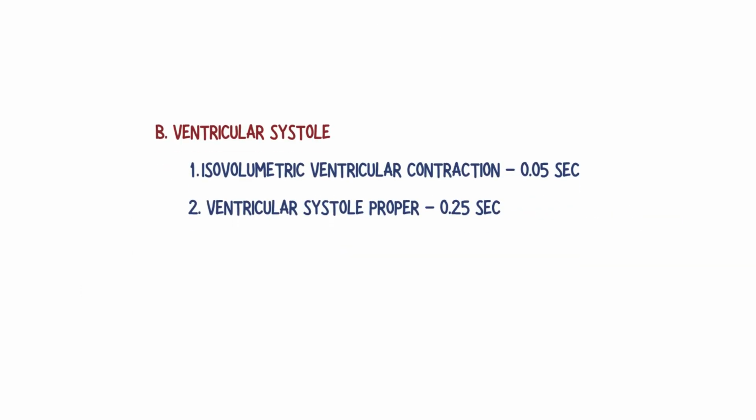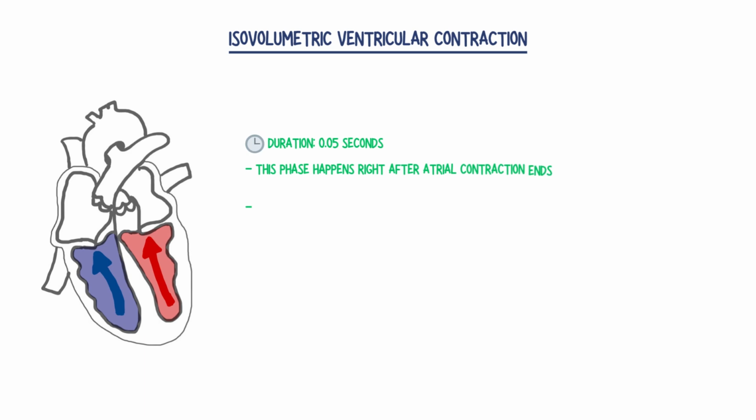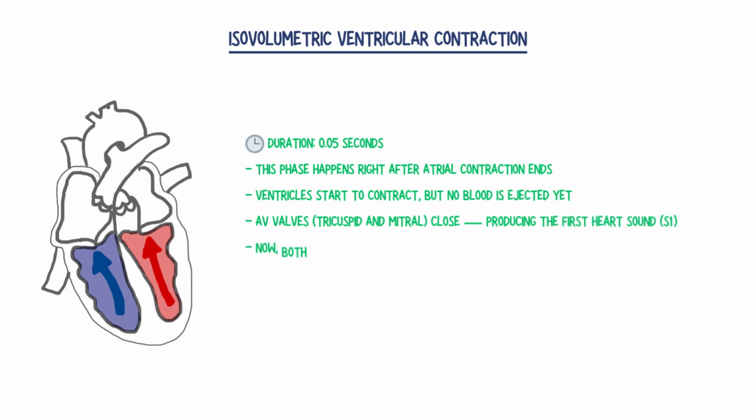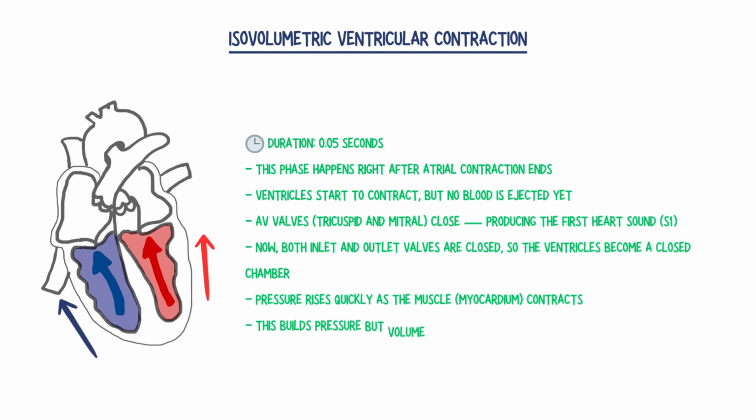B. Ventricular systole. Isovolumetric ventricular contraction, duration is 0.05 seconds. Ventricular systole proper duration is 0.25 seconds. Let's talk about isovolumetric ventricular contraction first. It lasts only about 0.05 seconds, and begins just after the atria have finished contracting. Now, the ventricles start to contract, and pressure inside them rises.